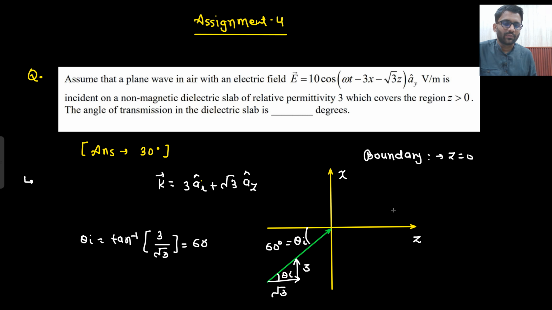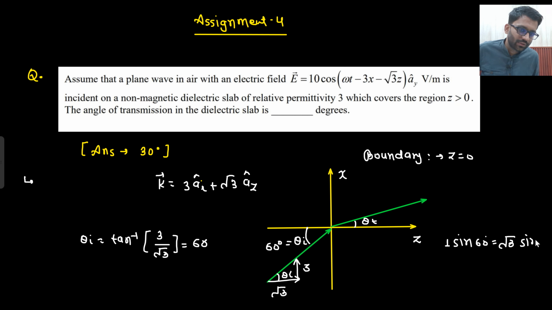Now it will be transmitted. So what we need to find? We need to find transmission angle. So for transmission angle, what you need to do? You can apply Snell's law. So what Snell's law will say? Under root epsilon r1, which is 1 only because this is air, into sin theta I is equals to under root epsilon r2, which is under root 3, sin theta t. So you need to find sin theta t. What is sin 60? Sin 60 is under root 3 by 2. So sin theta t is equals to 1 by 2, which is 30 degree. So 30 degree is the answer.